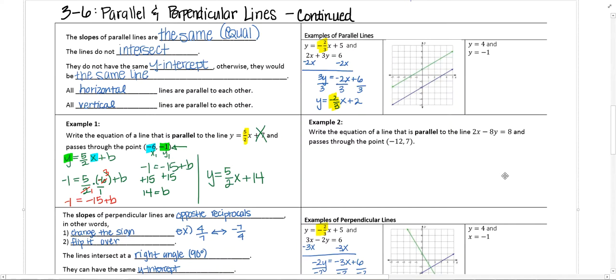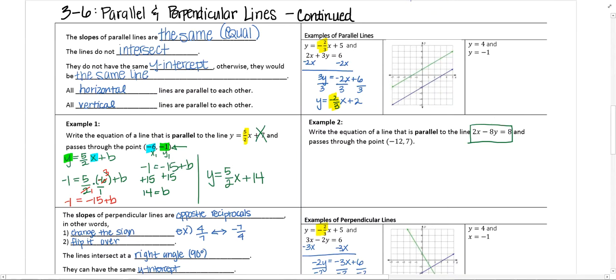Okay, example 2 is a little bit different, and the big difference is when you look at the equation that they give you. Well, let's read it. Write the equation of a line that is parallel to the line 2x minus 8y is equal to 8 and passes through the point -12, 7. So the big difference here, and this sometimes happens, is that they don't give you the line in slope-intercept form. Do you know what form this is in? If you said standard form, you're correct.